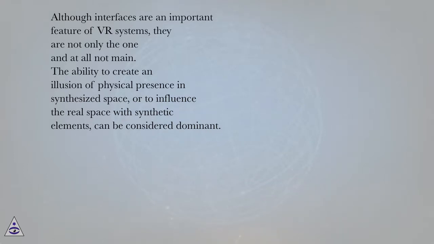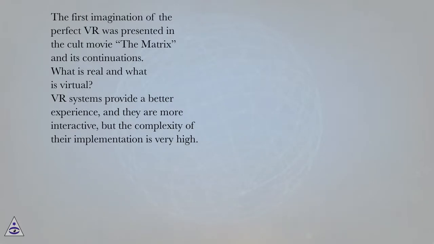Although interfaces are an important feature of VR systems, they are not the only one and not at all the main one. The ability to create an illusion of physical presence in synthesized space, or to influence the real space with synthetic elements, can be considered dominant. The first imagination of the perfect VR was presented in the cult movie The Matrix and its continuations. What is real and what is virtual? VR systems provide a better experience, and they are more interactive, but the complexity of their implementation is very high.